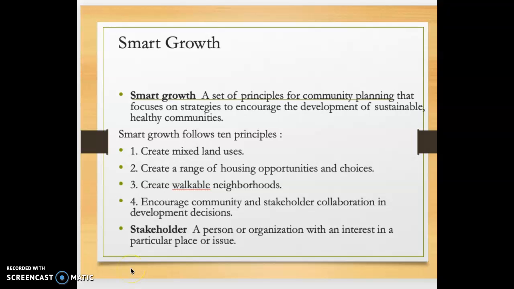This leads to the idea of smart growth, which is a set of principles for community planning. And these are going to be strategies that encourage the development of sustainable, healthy communities. And so the multi-use zoning was a good example of number one here, which is creating mixed land uses. You want to be able to create a range of housing opportunities and choices so that you don't have the wealthy completely separated from the poor. A good example of that would be urban blight. As wealthier individuals decide to leave urban areas, well, then you can just see how the socioeconomic status of those that are less wealthy would have an even greater or more difficult time being able to thrive and exist in those areas.